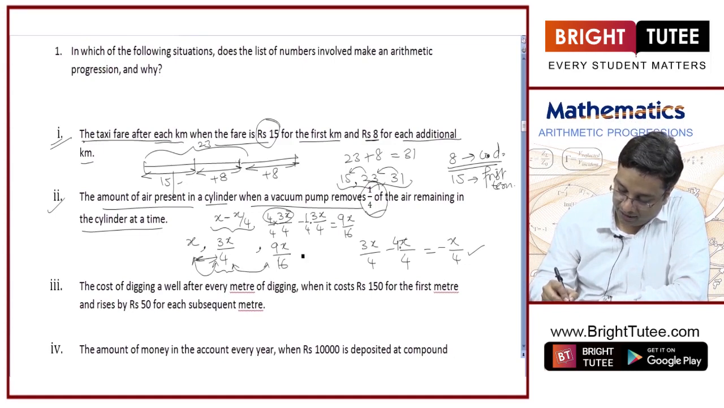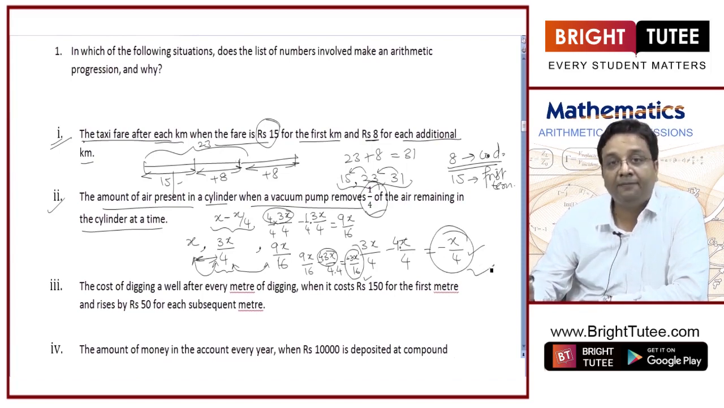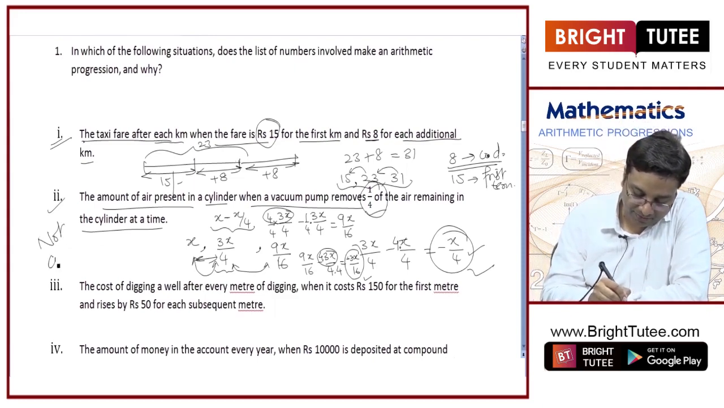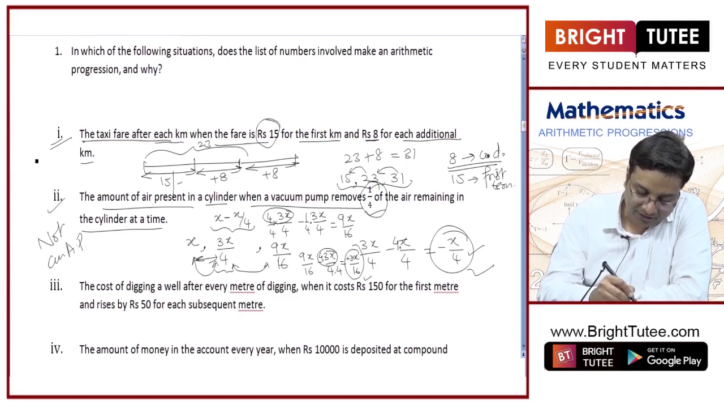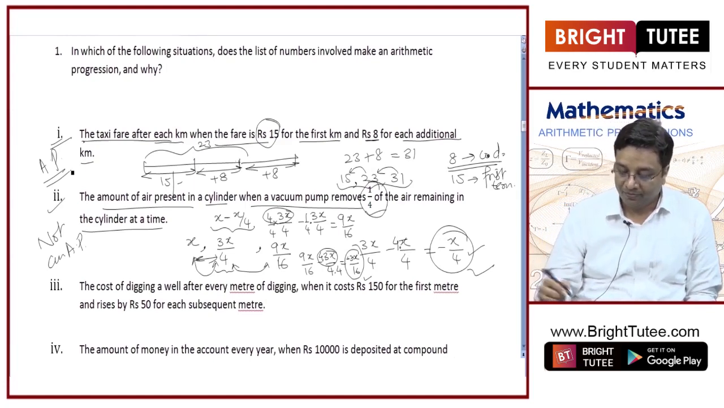So if you subtract 9X by 16 minus 3X by 4, you'll again multiply and divide by 4 to make the denominator the same. So this has become 12X. So 9X minus 12X is minus 3X by 16. This difference and the earlier difference are obviously not the same. Hence, this is not an AP. The first one was an AP. So this is the way you are going to solve the next questions also.